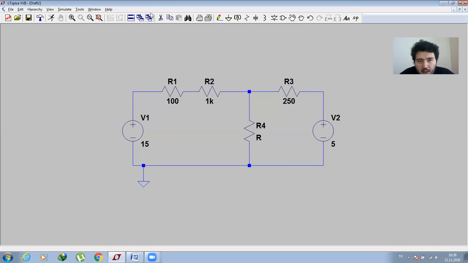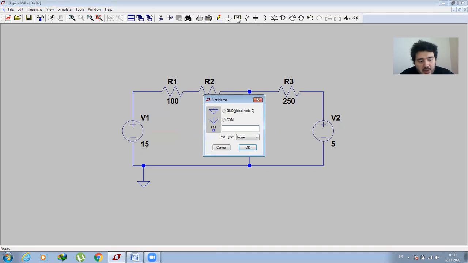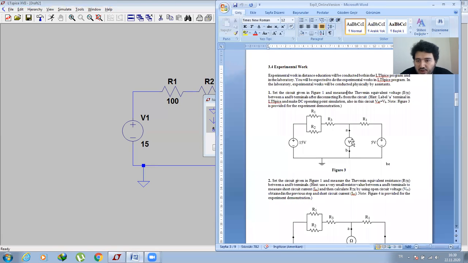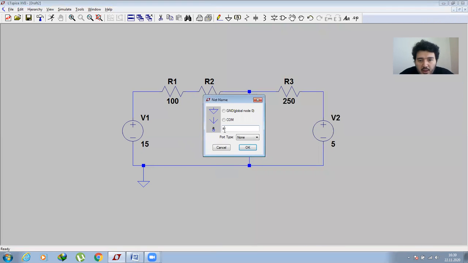So I will cut my load because I want to create the equivalent Thevenin circuit. I cut my load, and I will give a name for this node with this tab. You can see the label net. I select this one, and I'm writing here A, as you see in the experiment sheet. The name of the node is A. You can write any name you want.